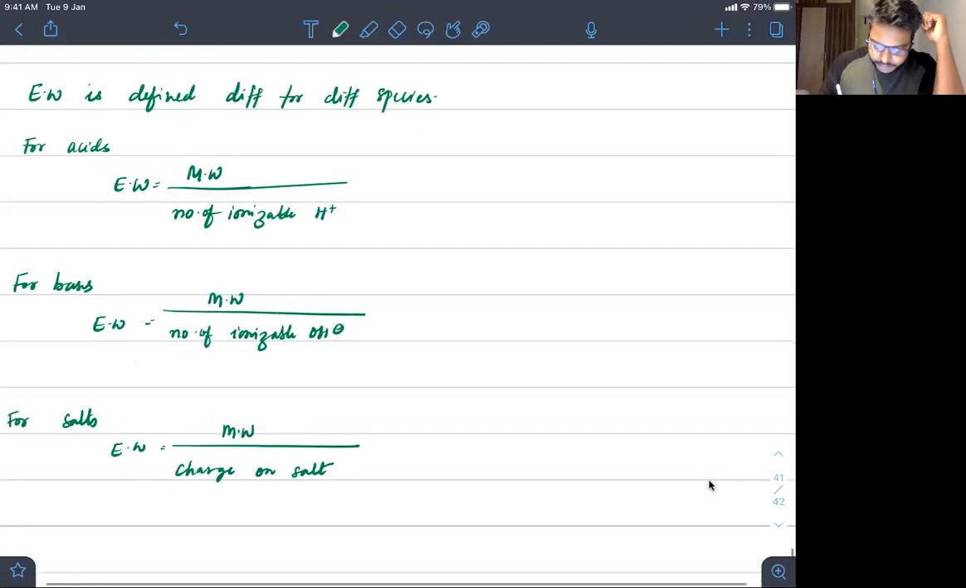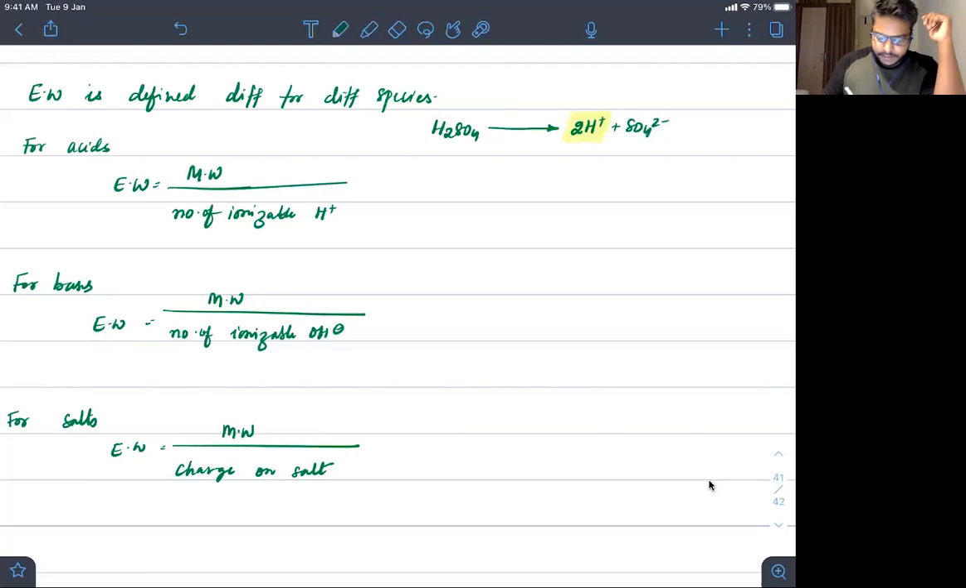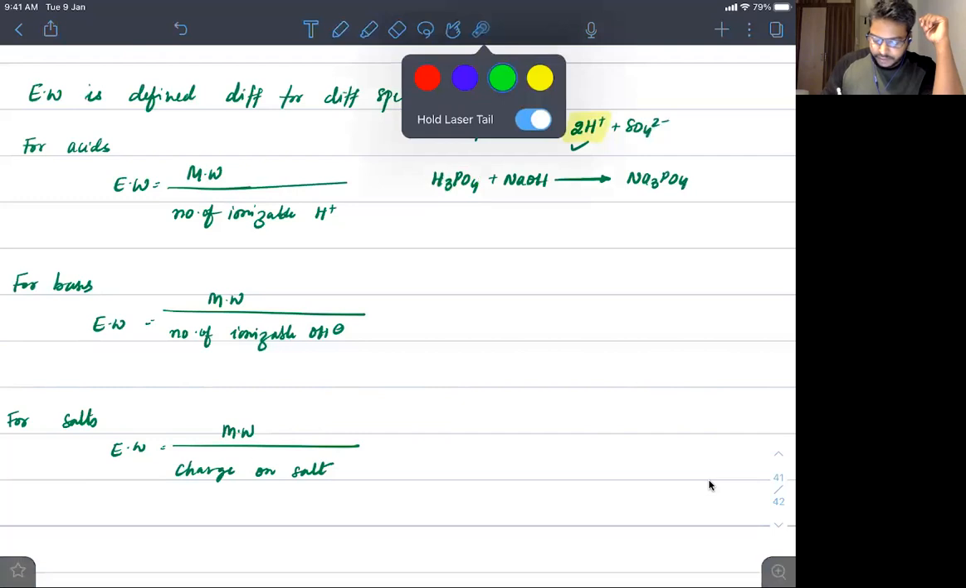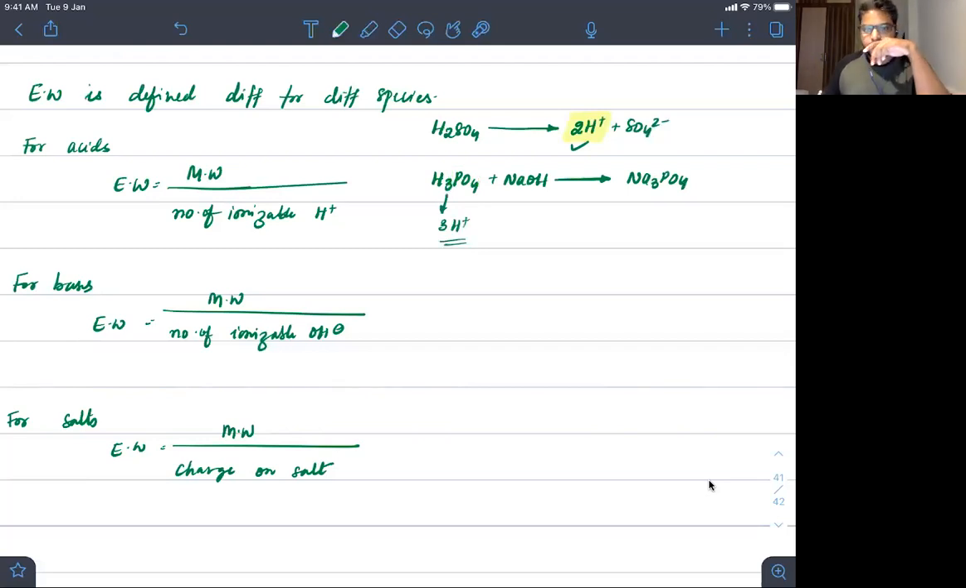What does this mean? For instance, if I take H2SO4, the minute you add it to water, or in general for any reaction, it will give away 2 H plus and becomes SO4 2 minus. So it is giving 2 H plus, which means it has 2 ionizable H plus. H3PO4, if you treat it with NaOH forming Na3PO4, is giving all its hydrogens to react with NaOH so that all hydrogens are replaced with sodium. So we say that it has 3 replaceable or ionizable hydrogens. This factor, 2 here, 3 here, is the value that comes in the denominator. Similarly, one value comes in the denominator for the others.